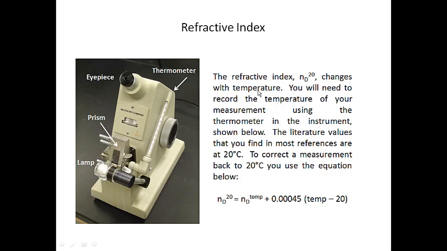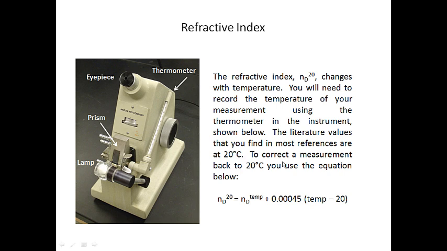So one of the things we have to worry about is the refractive index does change with temperature. On the Abbe Refractometer, you will see that there is a thermometer that you can record the temperature, and you're going to want to make sure you write down the temperature because I doubt it's going to be exactly 20 degrees. The literature values that you find in most of the references are corrected to 20 degrees.